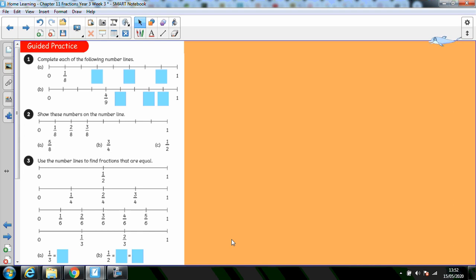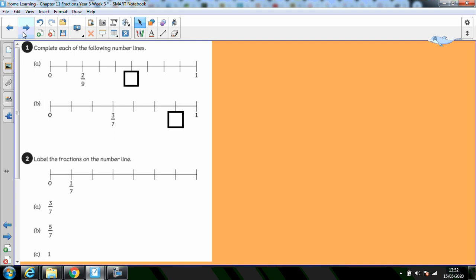Okay, that was a lot of brain work. Let's have a little look at the worksheet. Okay, there are 5 things you need to do on this worksheet. We need to complete the following number lines here. Okay, so we've got a missing fraction here and here. You're allowed to label the other ones if it helps you. Okay, and for question 2, you're going to label these fractions onto this number line, please. Okay, pause the video while you do that.